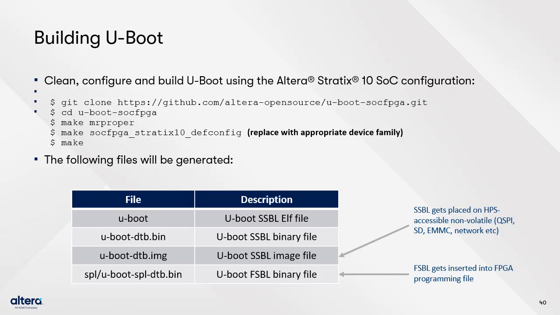Building U-boot is also a simple matter. Clone the Altera FPGA Git repository for U-boot, then change the directory to the cloned directory. Run make mrproper, which is like running make clean but provides a deeper clean. Configure the make flow for your device family, and then run make. The outputs of this flow will include both the compiled first and second stage bootloaders.